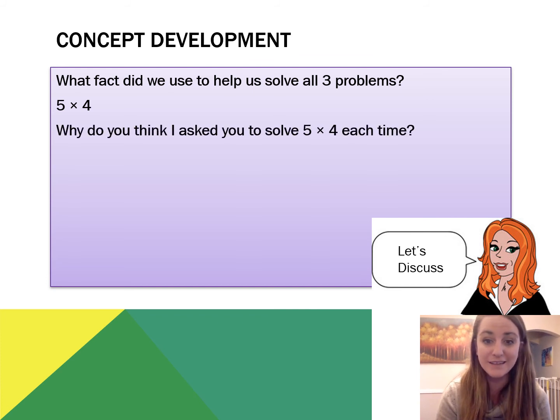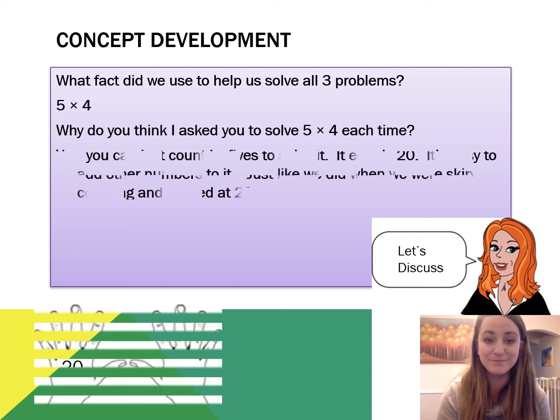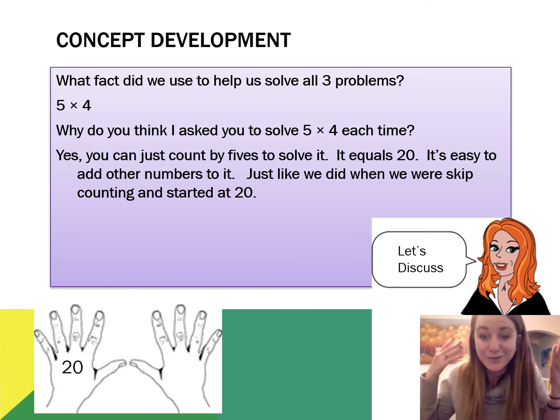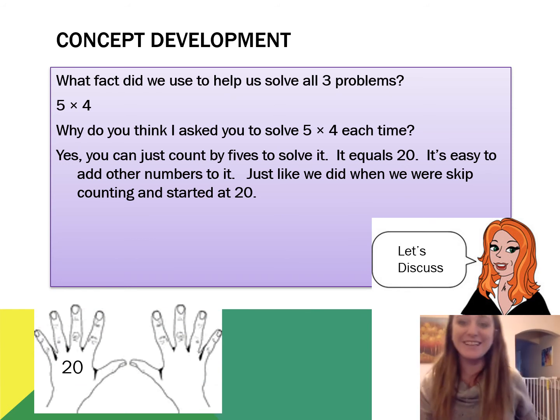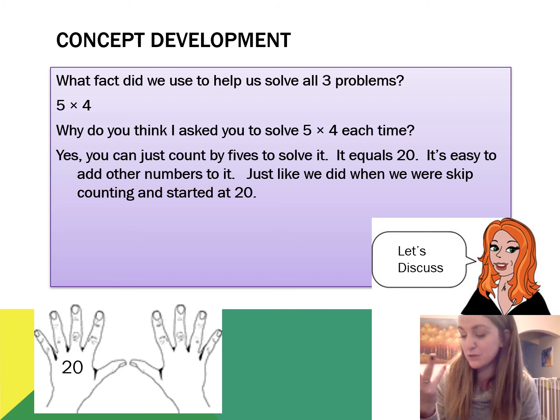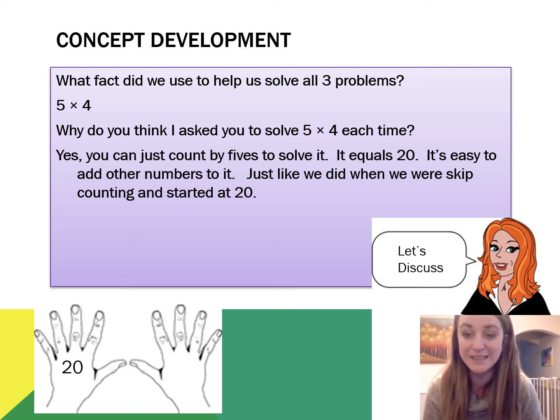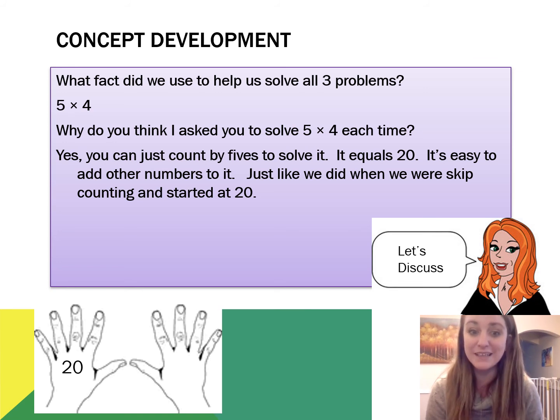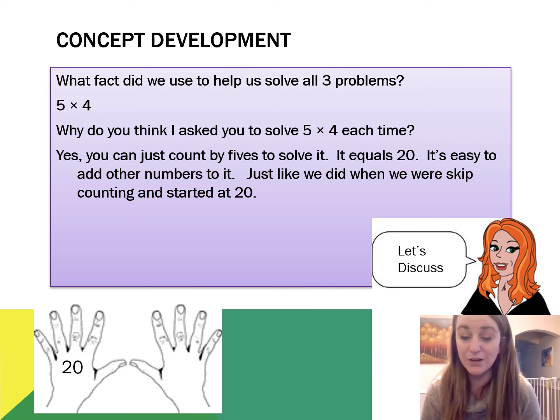Why do you think I asked you to solve 5 times 4 each time? Because 5s are super easy to count by. It's 5, 10, 15, 20, 25, 30. It's one of the first things that we learn to skip count. So if we start with the 5s, it makes it easier to solve hard problems. So we started with 5 times 4 because it equals 20.